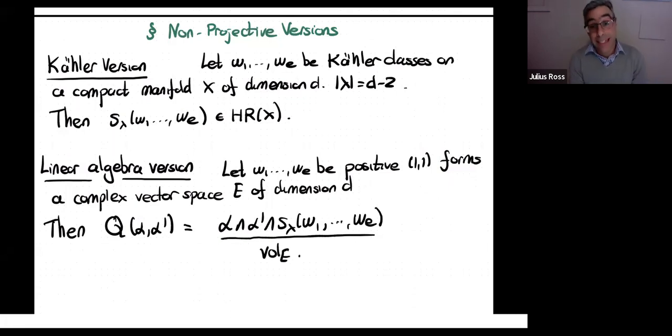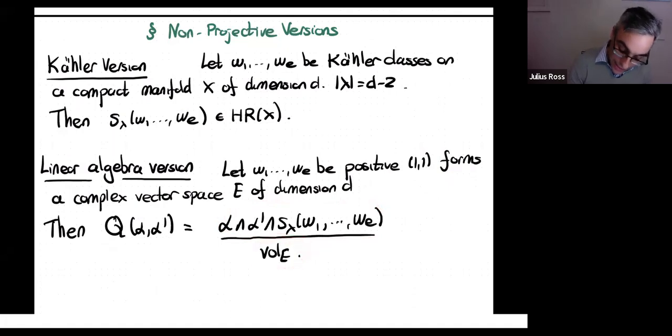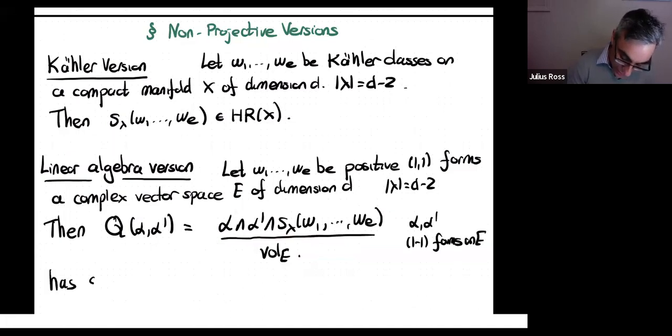Right? So I have a complex vector space. Think of it as having basis dz1 up to dzn. Then you have a volume form dz1 wedge up to dzn. So this is going to be a top-degree form divided by a top-degree form. Again, the degree of lambda is d minus 2. So here alpha and alpha primed are (1,1) forms on E. So then this thing has the right signature.